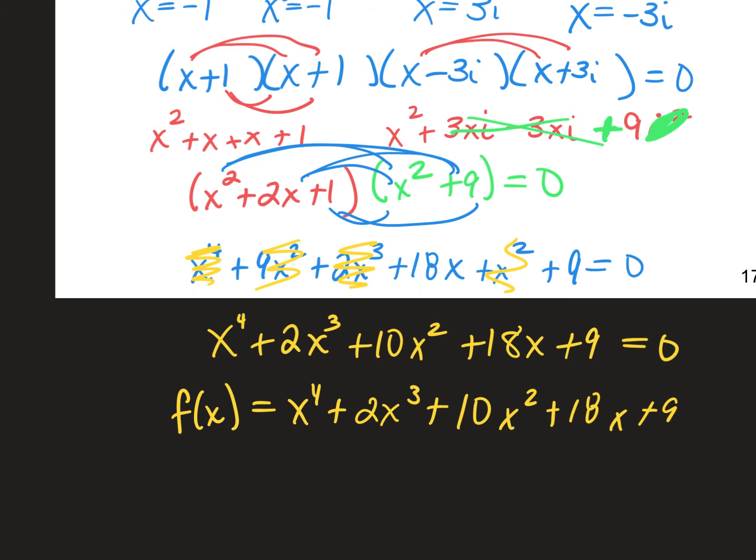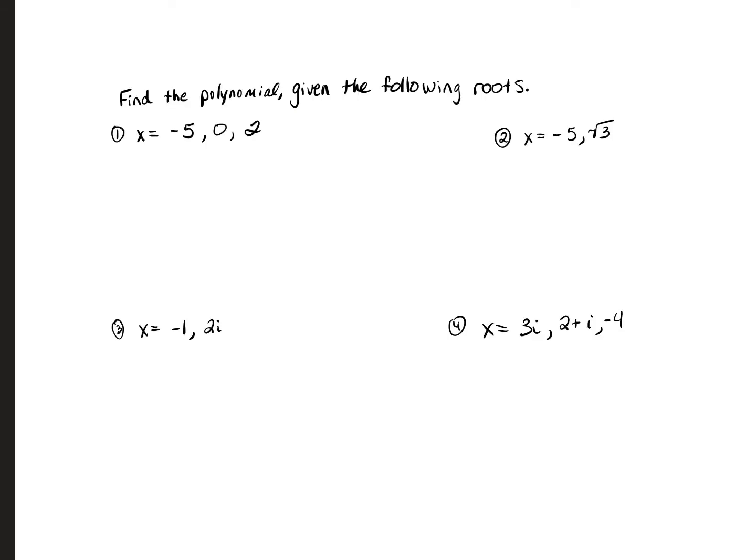The only thing that is difficult about this, other than keeping yourself organized and making sure you multiply correctly, is remembering that when they give you an imaginary or a complex number, you have to account for its conjugate. Let's look at these examples. I'm not going to do all of them. I guess we can. We can go through it quickly.